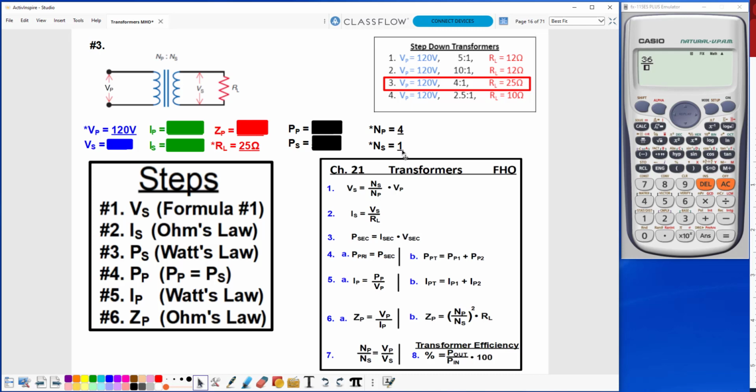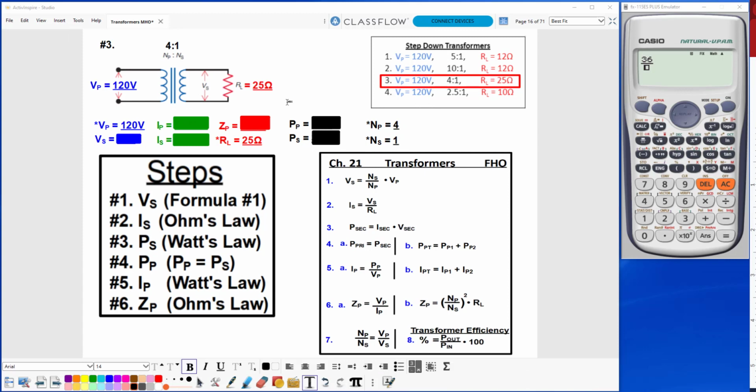And I'm going to put some of that information on my transformer schematic here because it's always helpful to fill that information in. It fills in a lot of the blanks for us so that we're able to mentally have a picture of where things belong. You may want to pause the video and fill this information in for yourself here. So I've got 120 volts on my primary. It's a 4-to-1 step down ratio, and I have 25 ohms of load resistance.